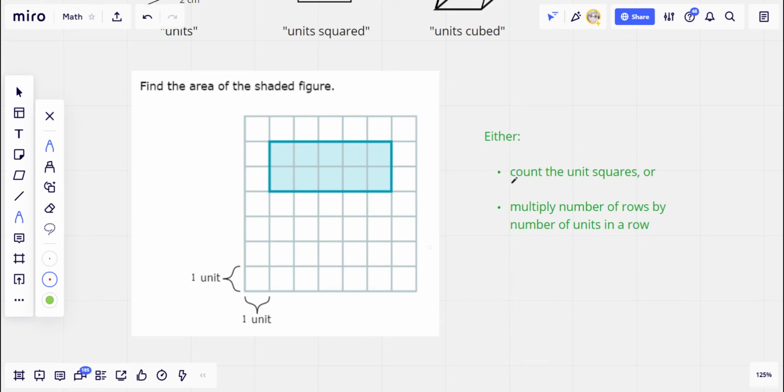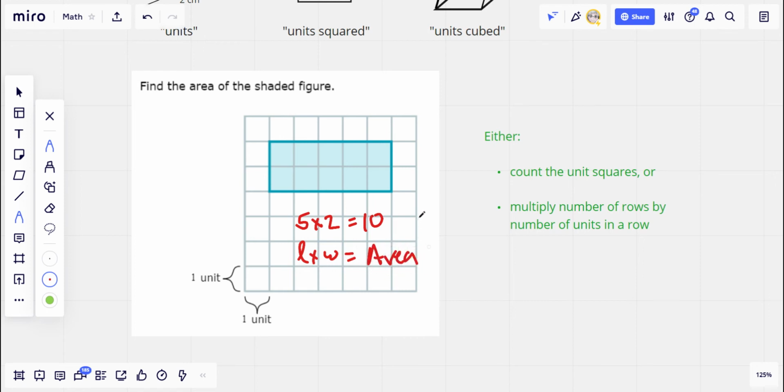We can either just count the squares, 1, 2, 3, 4, 5, 6, 7, 8, 9, 10, or we can multiply the number of rows by the number of units in a row. So for example, I see that there are two rows here, and each row has 1, 2, 3, 4, 5. So this would be 5 times 2, and that of course equals 10. Another way to think about this is length times width, and that's going to equal your area.